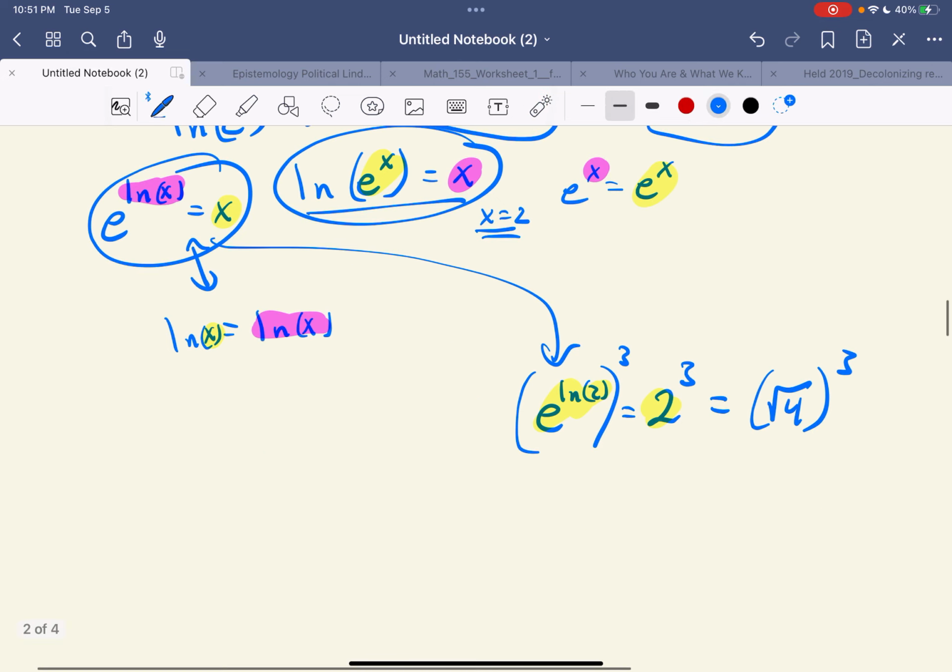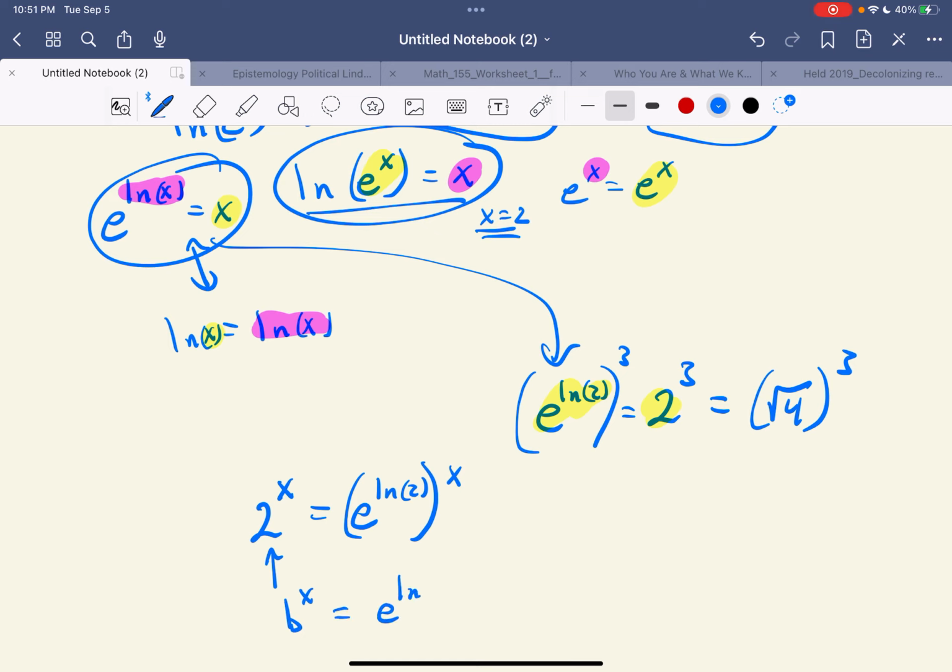this is what seems like a silly thing. Why would you ever want to do this in your life? Well, in general, if you have 2 to the x, then you can write this as e to the ln of 2 to the x. Okay? And I still haven't answered why you would ever want to do this. Well, it's because now any base you have, b to the x, is equal to e to the ln of b to the x.